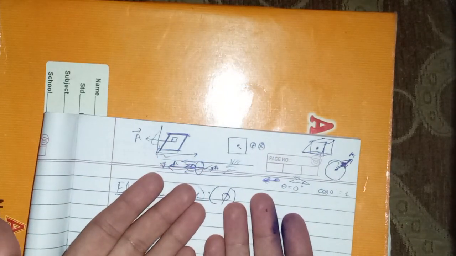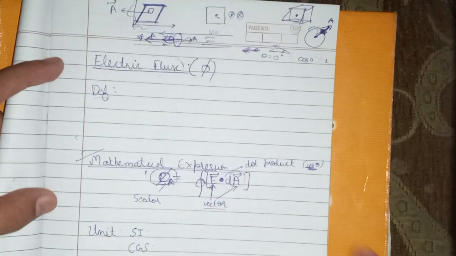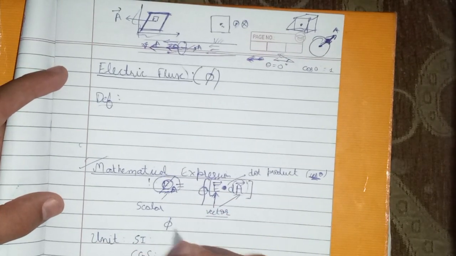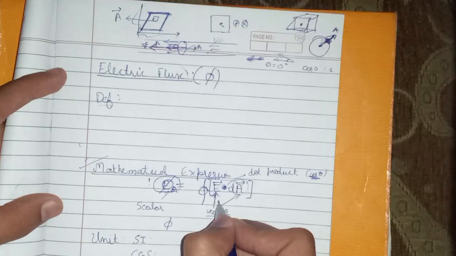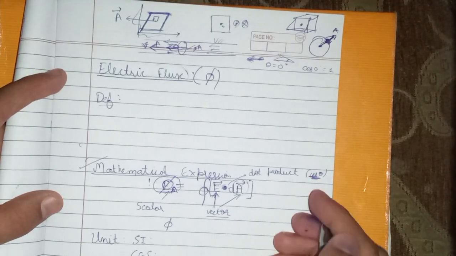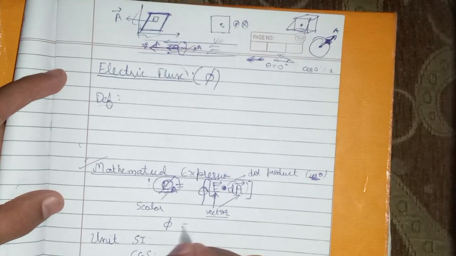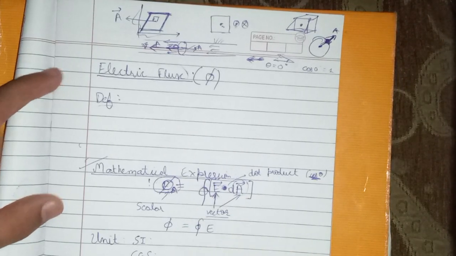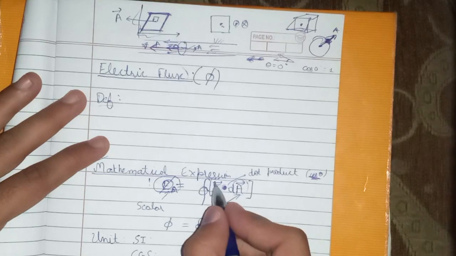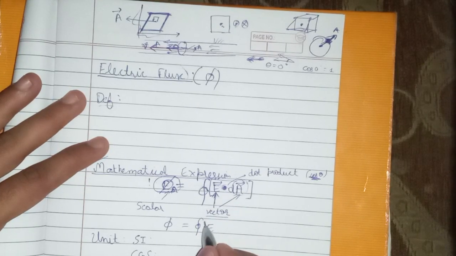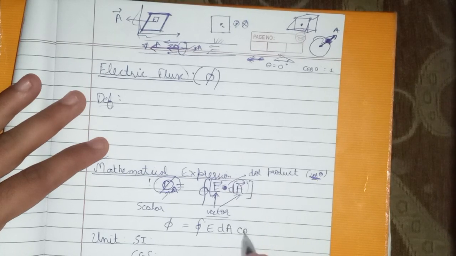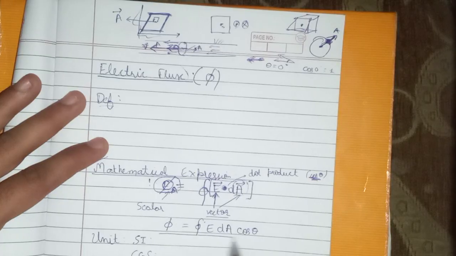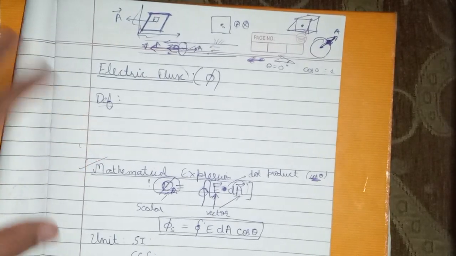And why did I take this example? Just to confuse you. I think I confused many people. Just remove this dot sign, and the dot sign corresponds to cos theta. So we can remove this and remove the vector sign. This is the magnitude of the electric field, this is the magnitude of the area, and this is the angle between them. Finally, flux is this.